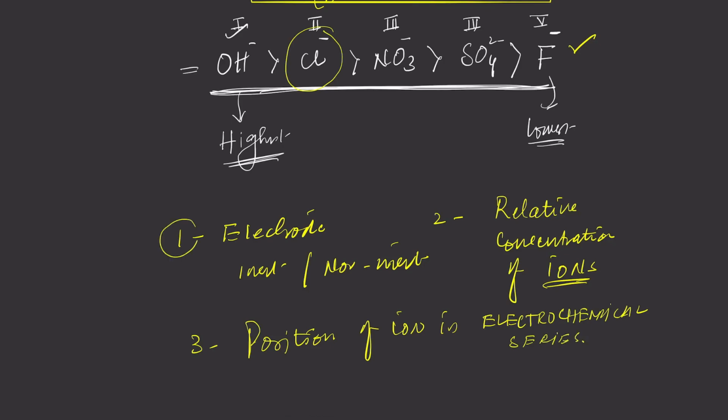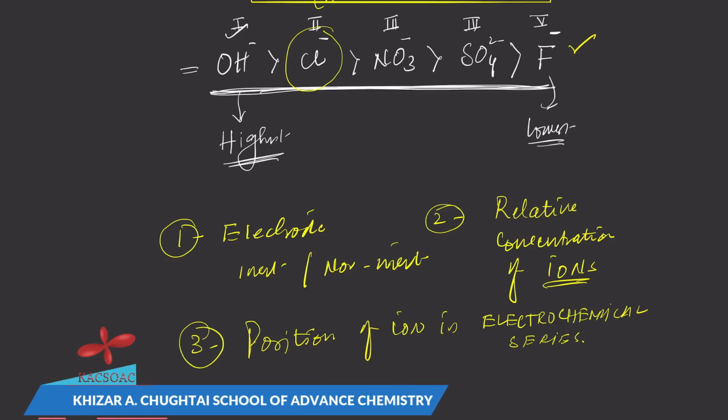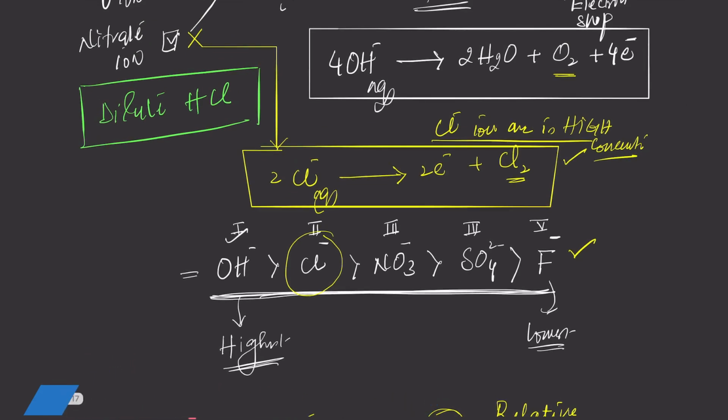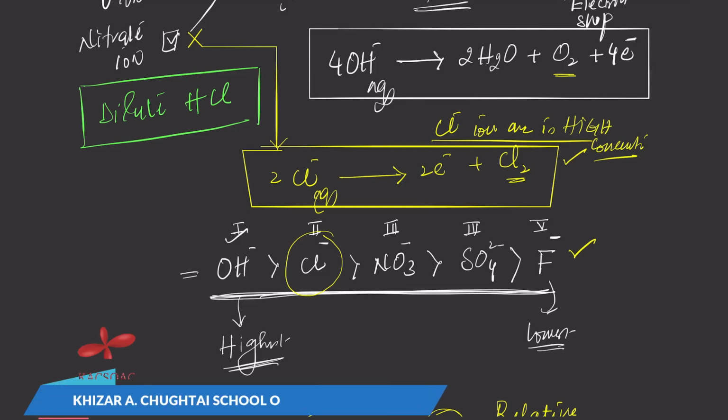So these are basically three factors that govern the different types of possible products that are being made at the anode or at the cathode. Simply, these are three major factors. Okay, now come to the next one.